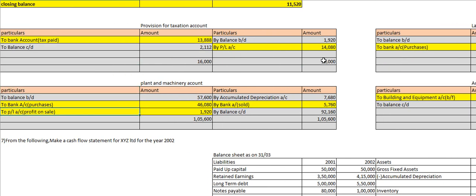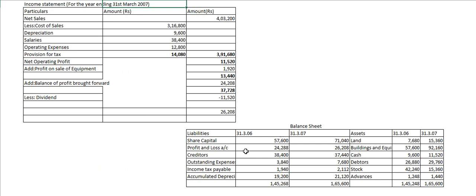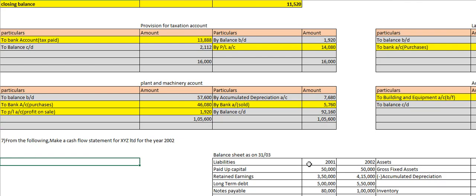So your plant and machinery account. So your opening and closing balance. So plant and machinery account. So buildings and equipment account, opening balance is 57,600, closing balance is 92,160. Again, it's an asset account, so it will have a debit balance. So to balance brought down 57,600, by balance carried down 92,160.